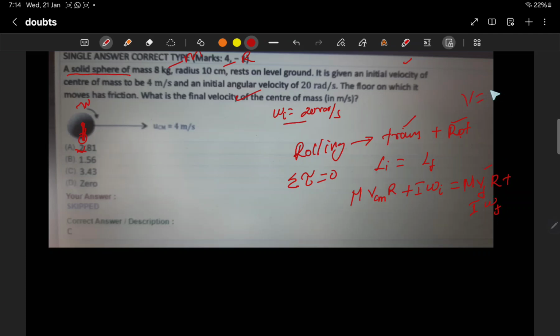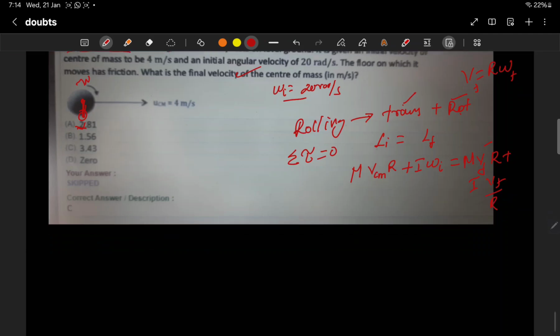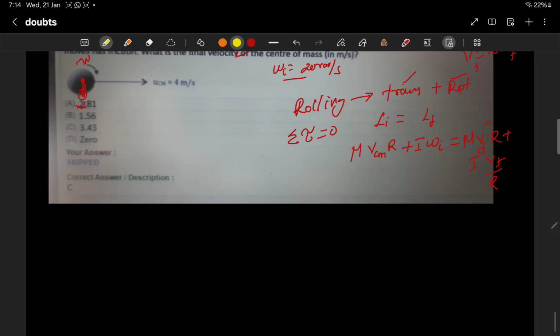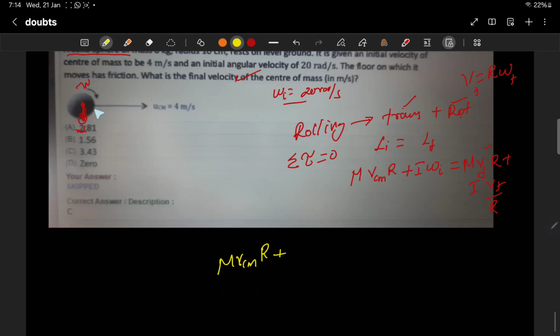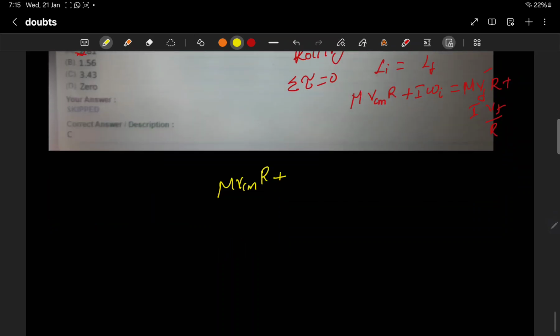So v is nothing but r omega. Put the suffix f here. So what will we get? Instead of omega f, I can write vf by r. This is the equation. Now substitute all the values and you will get the answer. Here we need only vf, so we can take it out separately. Okay, so m vcm into r plus I, what will it be? This is a sphere. Okay, it's a solid sphere. When considering rotation, the axis will be at the center, so you will have 2/5 mr squared.